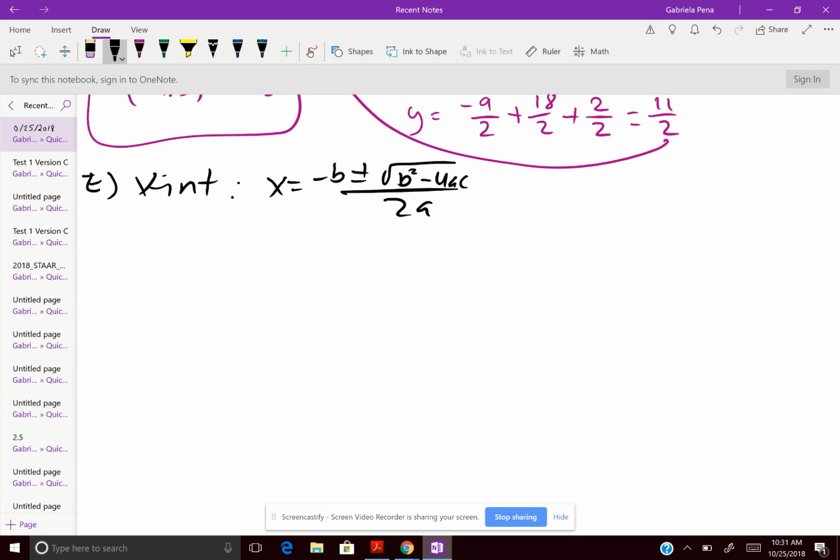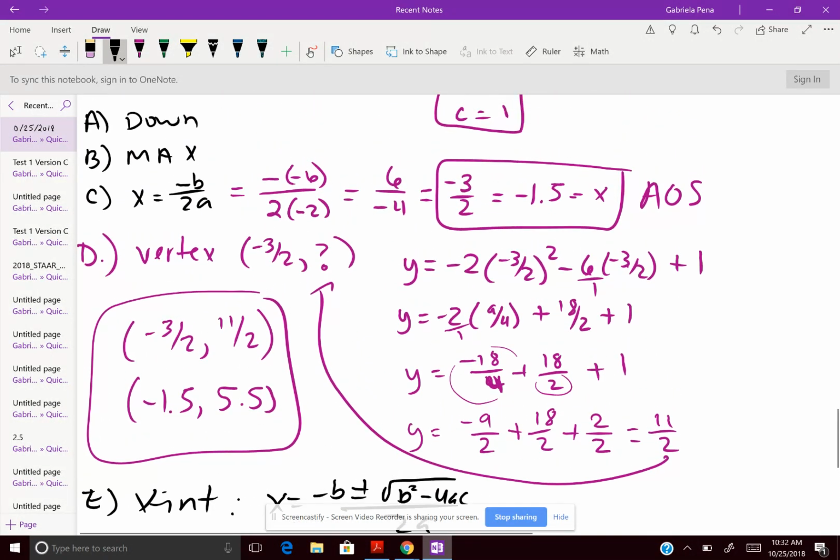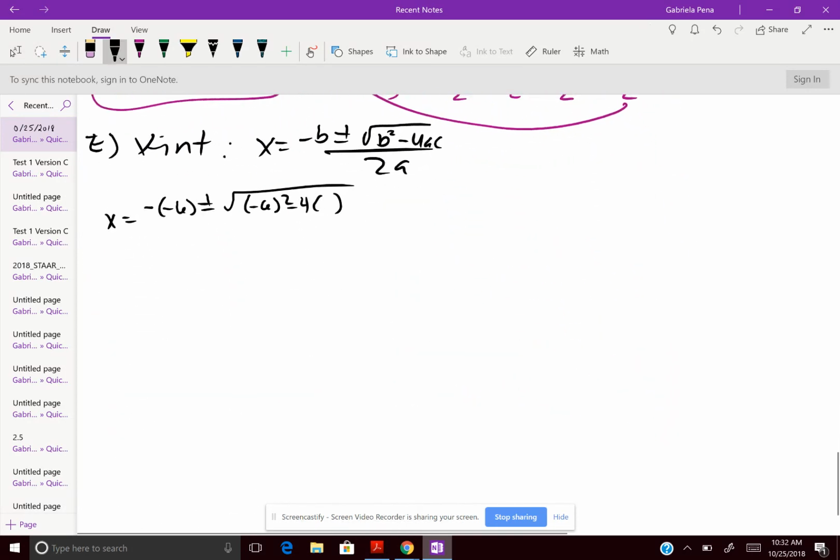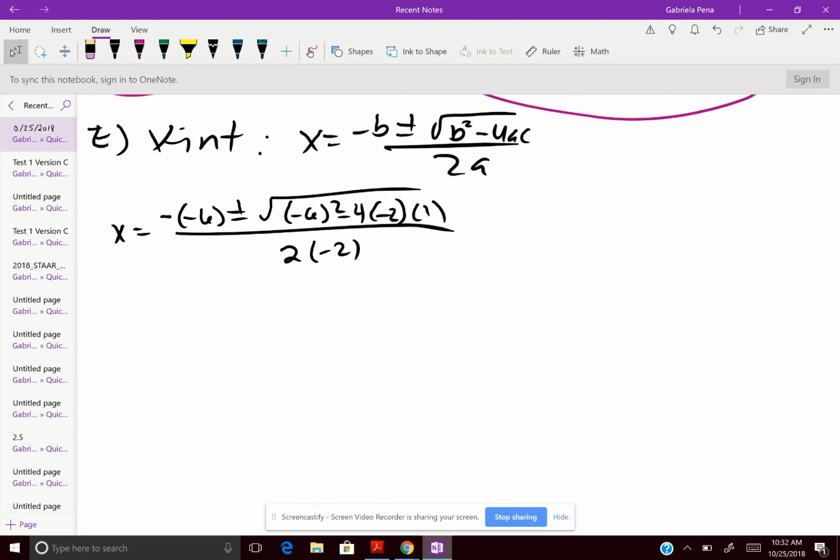We already said who your a, b, and c are on top. Who was b? Negative 6. So this is negative 6 plus or minus the square root of negative 6 squared minus 4 times a, which was negative 2, and c, which is 1, all over 2 times negative 2. Are we okay right there? We've done it before.